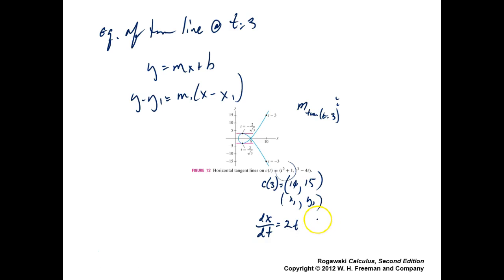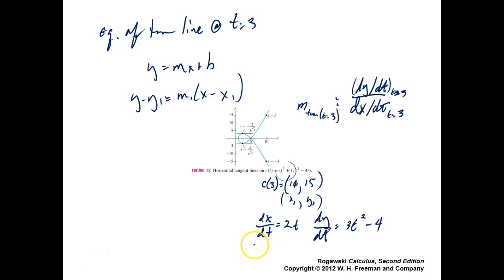2t, okay? And dy/dt is equal to what? 3t squared minus 4, right? Understand? Okay. Now, the slope then would be dy/dt over dx/dt. But we want those both evaluated at t equal 3. So let's go on and evaluate them at t equal 3.